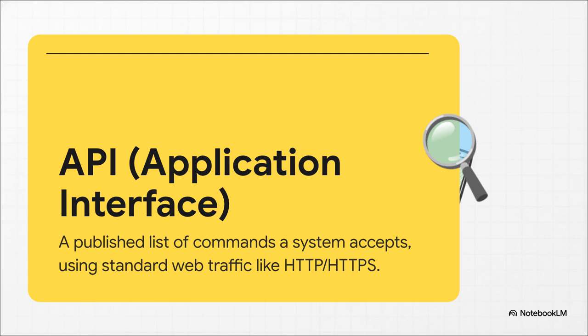Okay, first up, we have the API, which stands for Application Programming Interface. The easiest way to think about it is this. One company, the manufacturer, publishes a list of commands its system will understand. Then another system can use that published list to make very specific requests. And a lot of modern APIs use the same kind of web protocols as your internet browser, which makes them super compatible with a whole bunch of different systems.